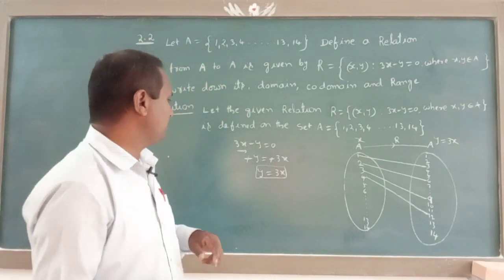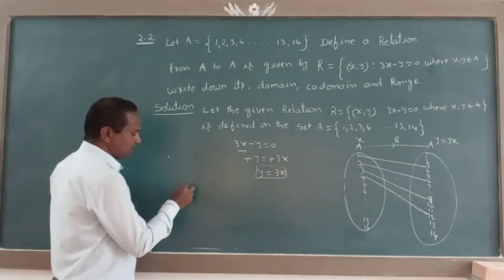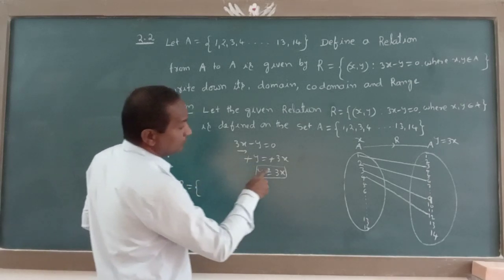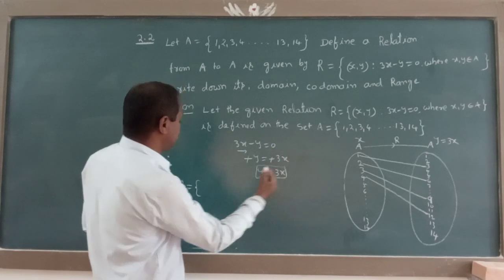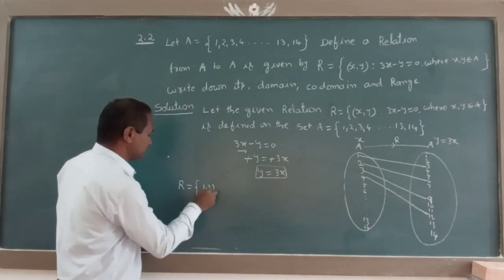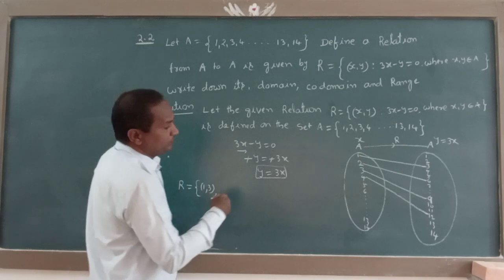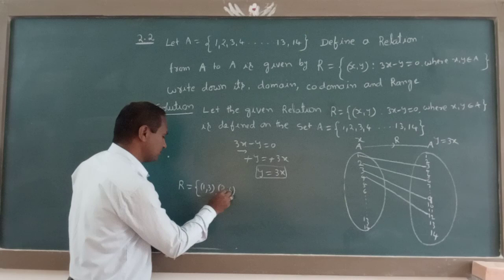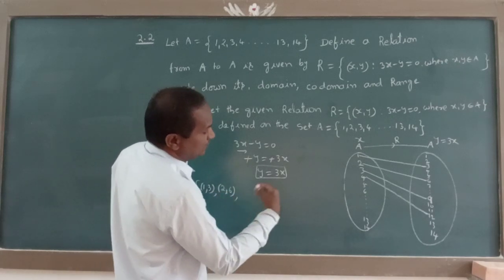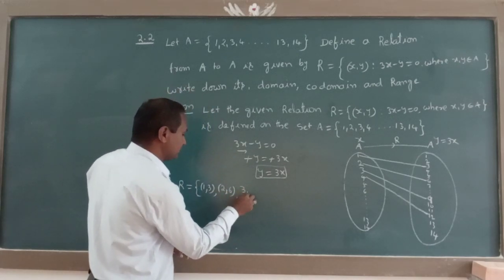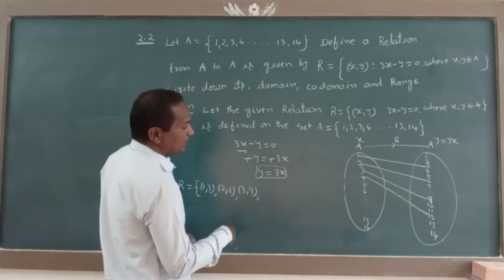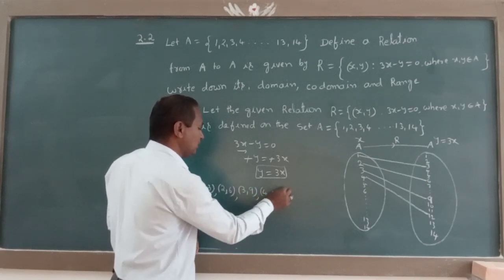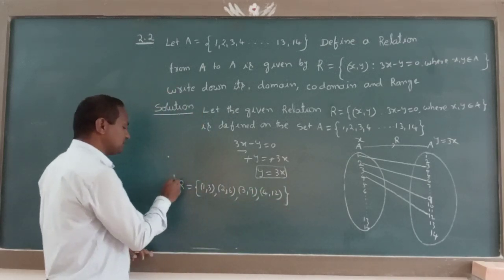That's what we are going to give in relation. Writing relation capital R is equal to, we can write the elements like this. 1 is associated with element 3, that is 1 comma 3 here. And 2 is associated to 6, that is 2 comma 6 here. And 3 is associated to 9, 3 comma 9 here. And 4 is associated with 12, that is 4 comma 12 here. That's all. These are the only elements of the relation capital R.